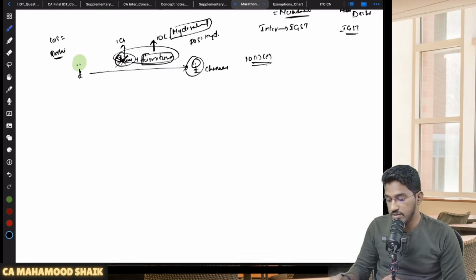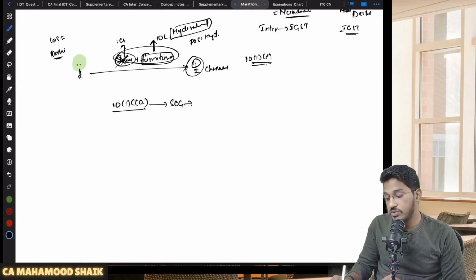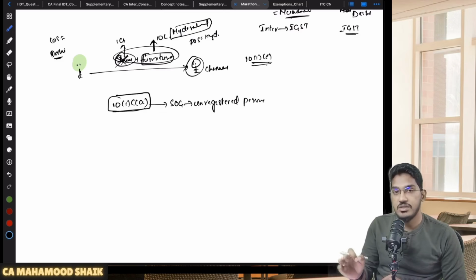Now we have one more clause, 10 subsection 1 clause CA. There is one more clause called 10 subsection 1 clause CA, which says that whenever you are making supply of the goods to a recipient who is an unregistered person, then you will be governed by 10 subsection 1 clause CA.